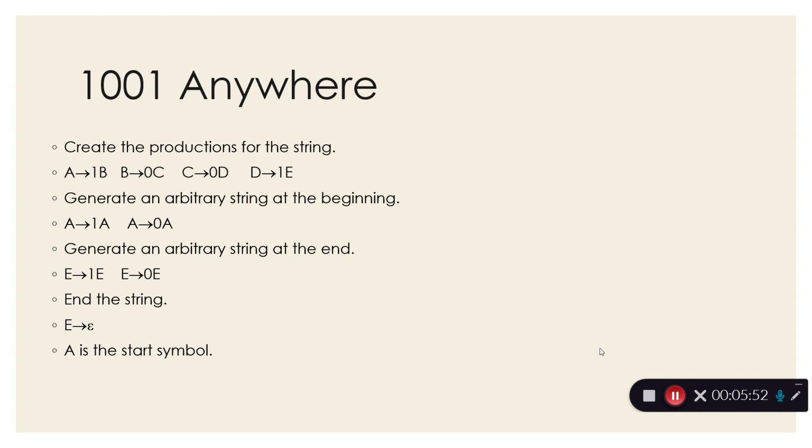And I also want to terminate the string. And I do that with an epsilon production, saying E goes to epsilon, and that gets rid of my non-terminal symbol. In this particular grammar with 1001 anywhere, A is the start symbol.